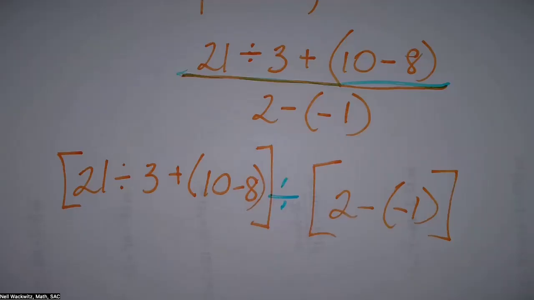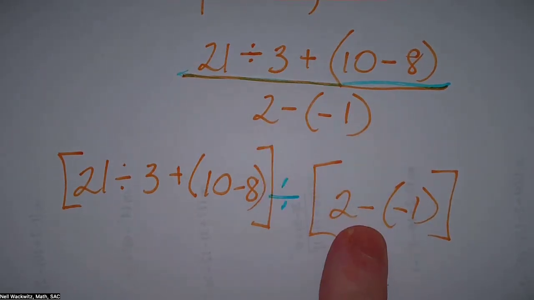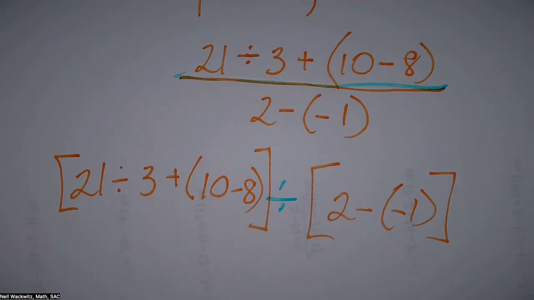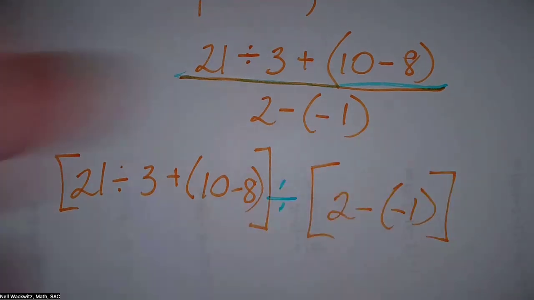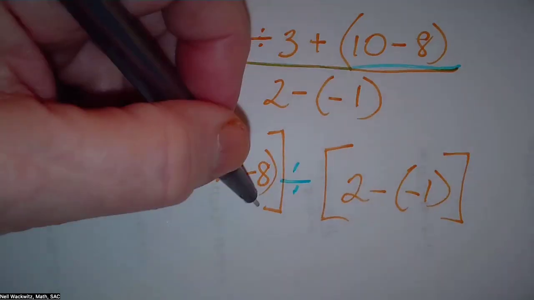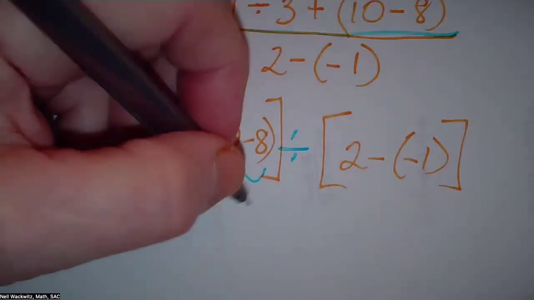It gains more precedence. Yes. So the whole numerator is a group. The entire denominator is a group. And when we are dealing with groups, where do we start? Do we start at the outside or the inside? The inside. Perfect. So we're going to start with the first group and the inside. So what is our first value? 10 minus 8, which will come out to 2. Perfect.